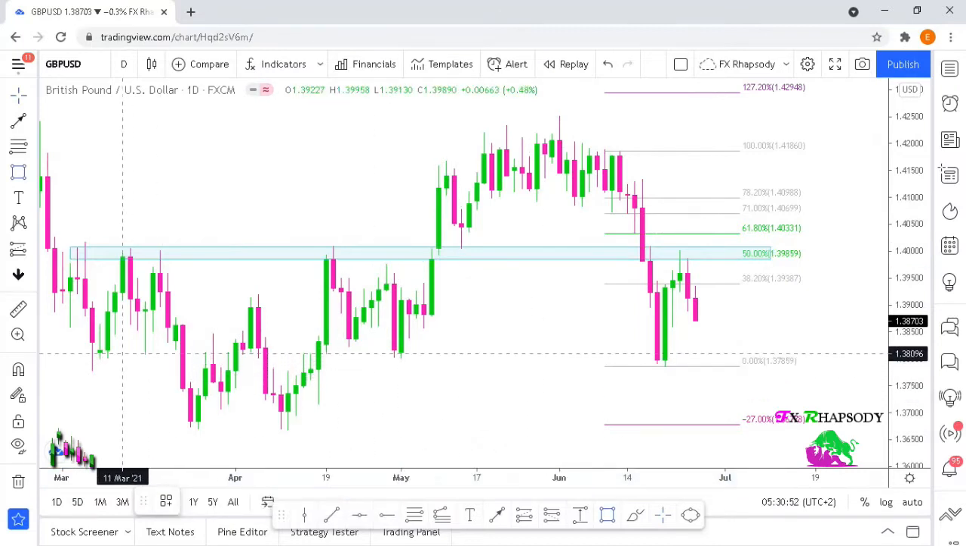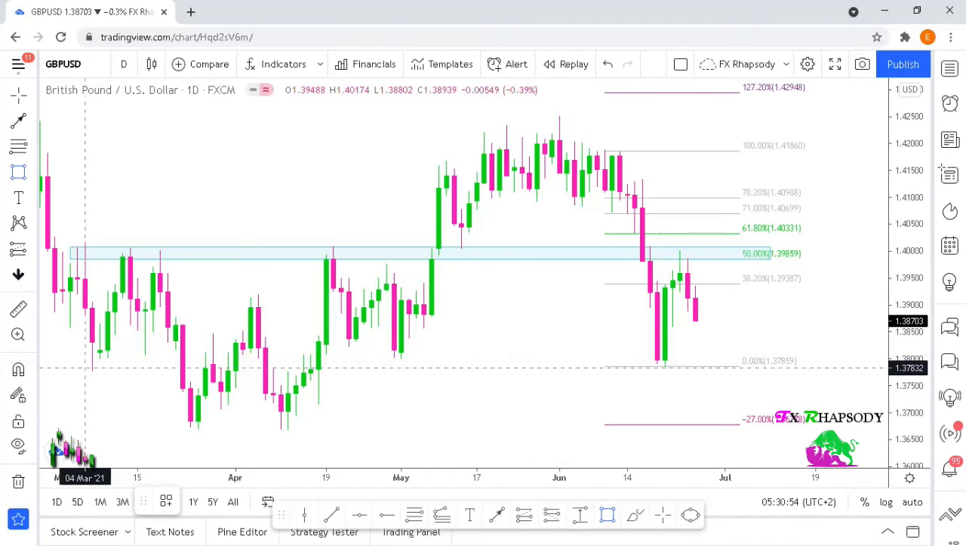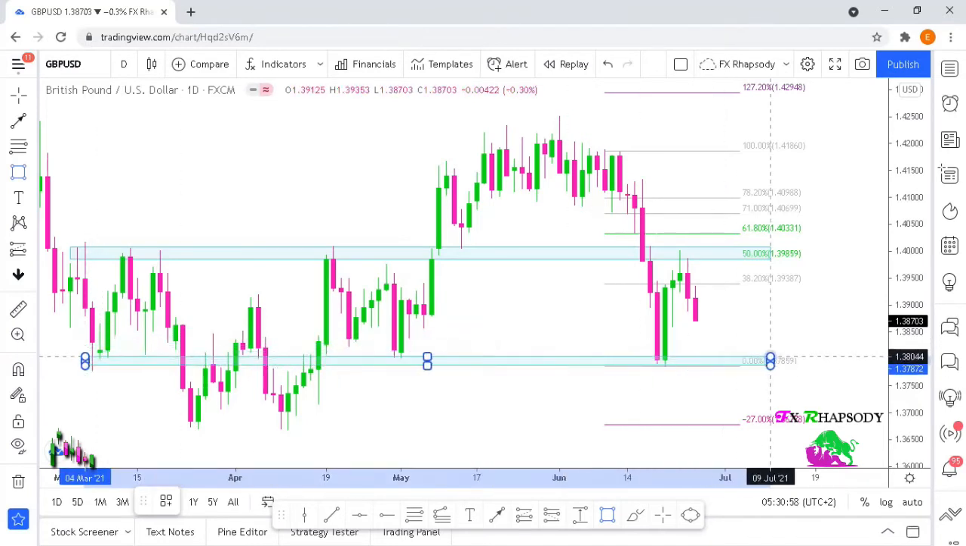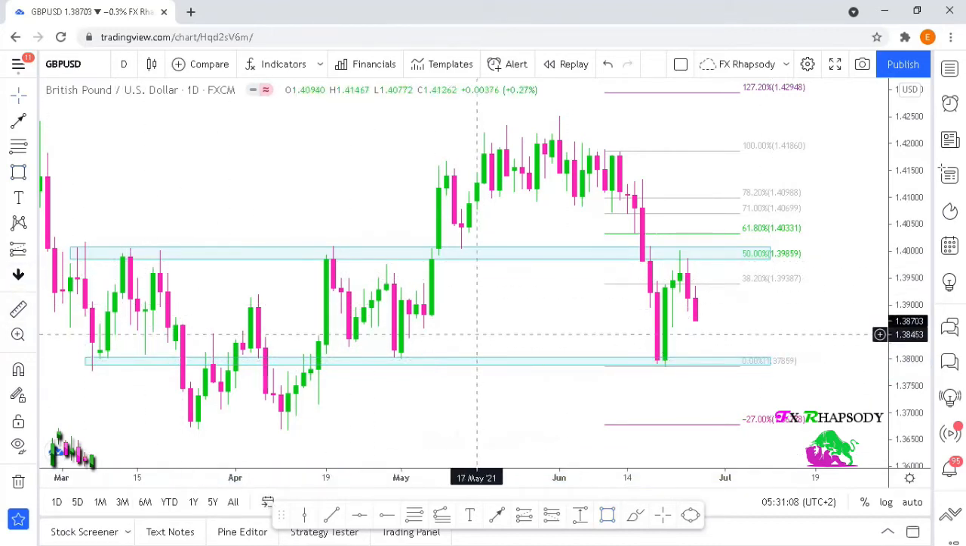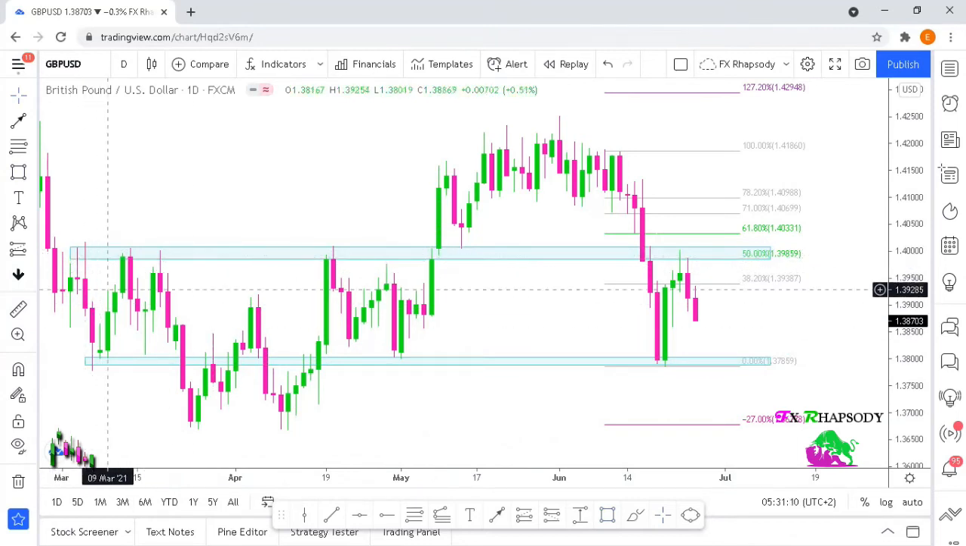You look to the left, you can see that this was also a nice area of resistance or support. There we go. So this was, if you look to the left, you can see how price was bouncing in between this area. So this was also a nice area of support.